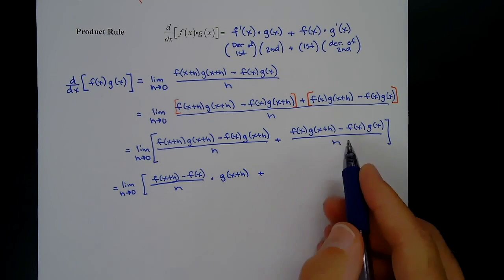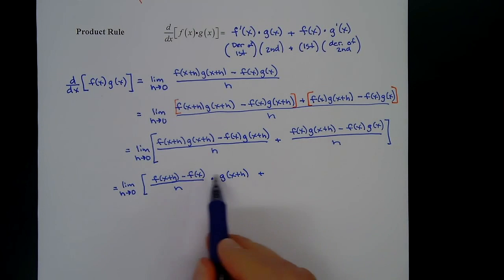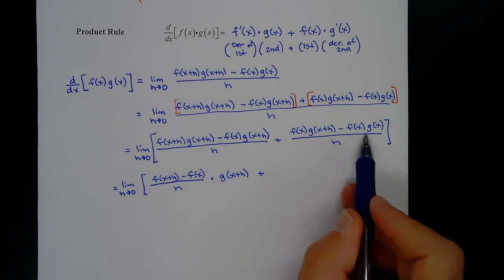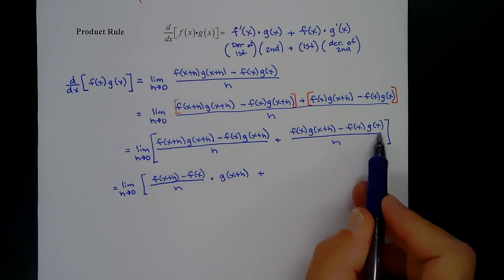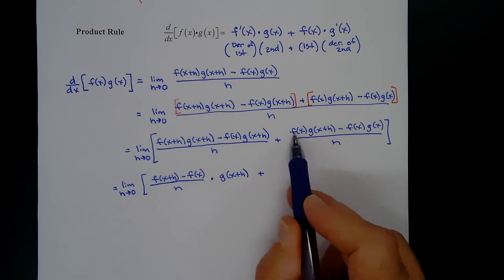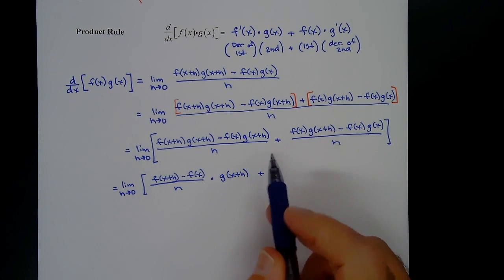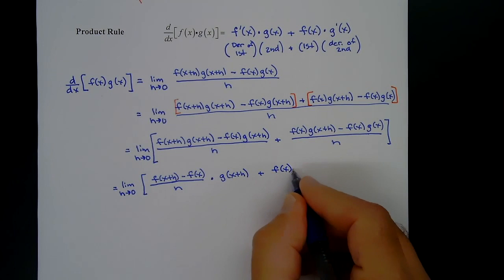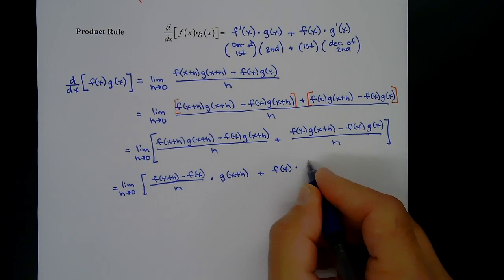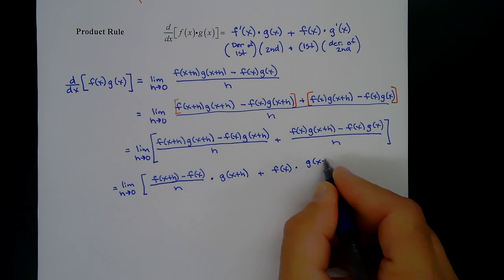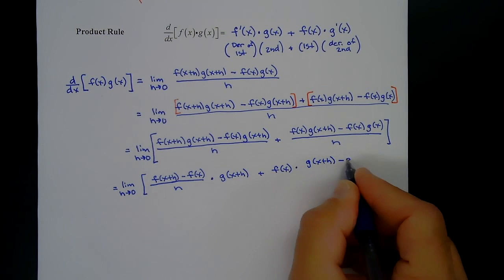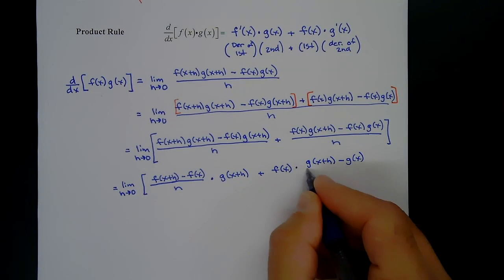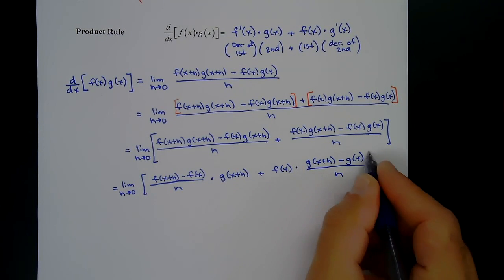And then plus, okay, so out of this one, so I factored out of the back, this one has something in common too. And what it has in common is this f of x. Now I'm going to take this one and factor out into the front. So plus f of x times g of x plus h minus g of x over h.